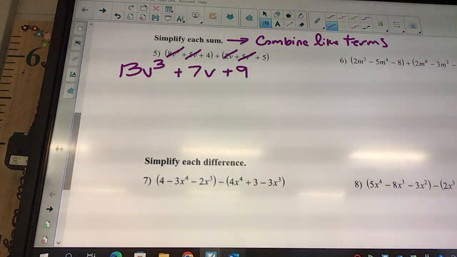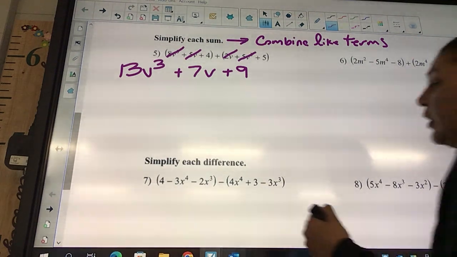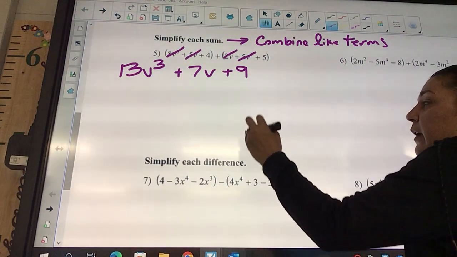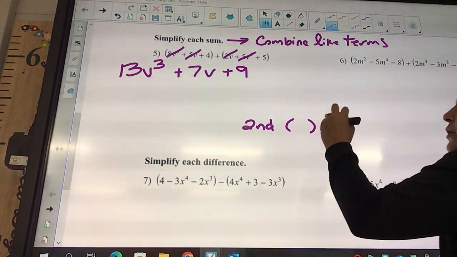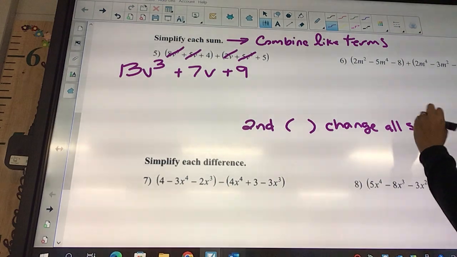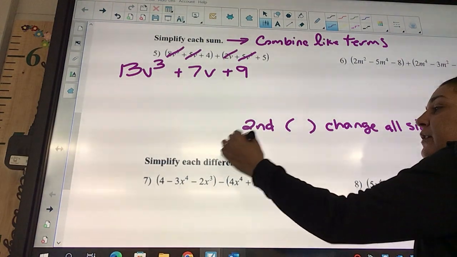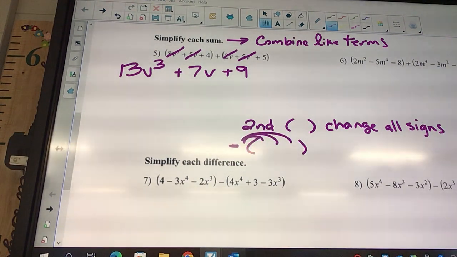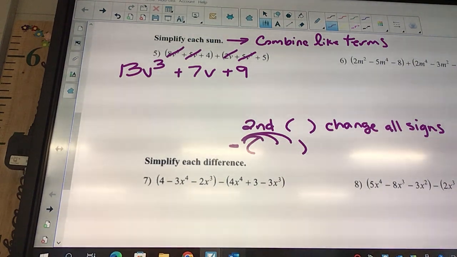Okay, the next section on here is about simplifying the difference. Okay, so that means the subtraction one, and there's two ways to do this. Okay, in the second parentheses, you're going to change all the signs. Okay, or the other way to look at it, because there's a negative and then a parenthesis, you're going to distribute that negative to each piece. Okay. And then you're just going to add them and combine like terms, okay?